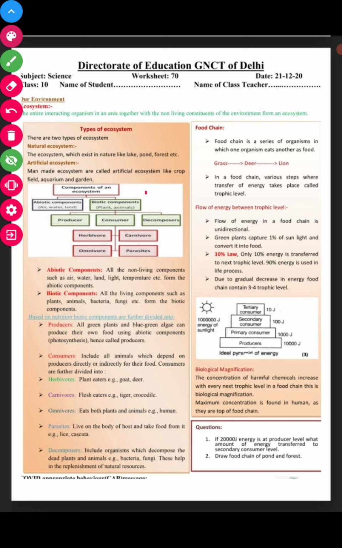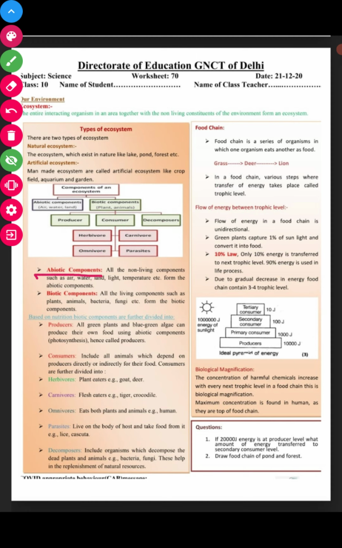Now when we talk about biotic components, again they are divided into three: producers, consumers as well as decomposers. And these consumers are divided into four categories, that is herbivorous, carnivorous, omnivorous as well as parasites. Okay, now coming to what is an abiotic component.